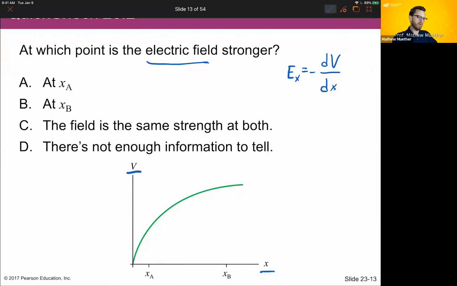So at which point, xa or xb, is the electric field stronger? Where is the electric field stronger?